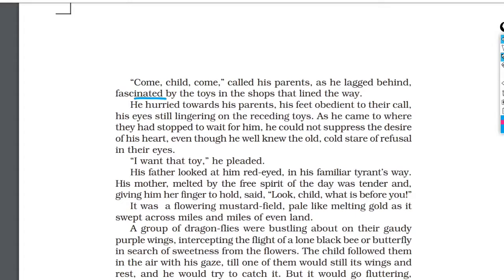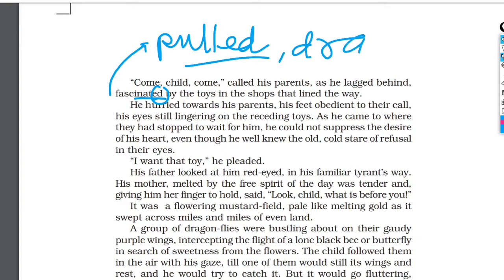So, here you see, do you know the meaning of fascinated? Coming from fascinate, the main word, there are many meanings: got pulled, got drawn, D-R-A-W-N. You will be writing all the meanings in your answer book, assignment book. You will be writing the vocabulary part 2. So he was very much attracted. As he was attracted, therefore he was keeping behind. He was lagging behind. He was staying behind.